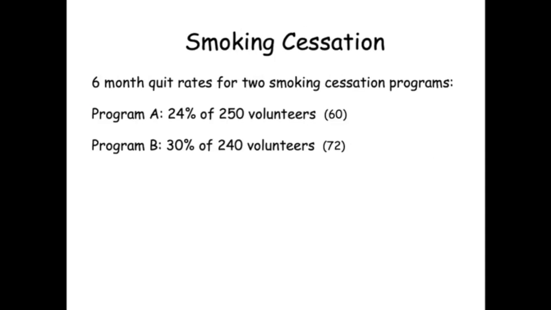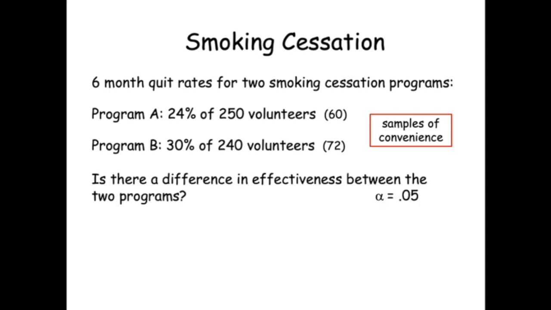A study compared the effectiveness of two smoking cessation programs on smoking cessation rates. 24% of volunteers in Program A and 30% of the volunteers in Program B had stopped smoking and remained non-smokers 6 months after the interventions. These were samples of convenience. We want to know if there is a difference in the effectiveness of these two programs. We'll use the standard significance level of 0.05.